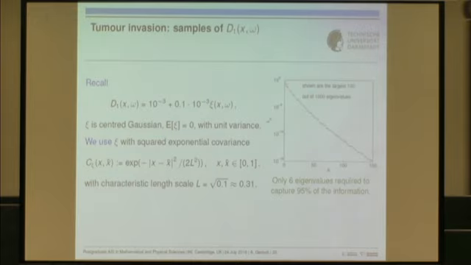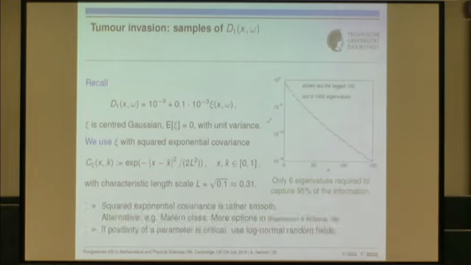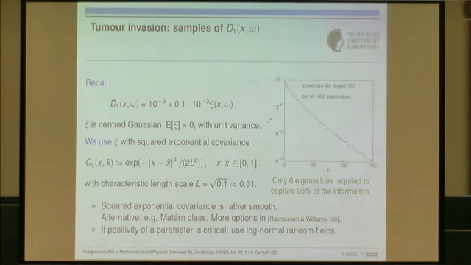So this gives us a 6-dimensional parameter space, which we have to use for uncertainty quantification. And there are more options for the covariance function. And if positivity of a parameter is critical, you can use so-called log-normal random fields, and you don't get negative values in sampling, which might be convenient for some parameters, I guess.